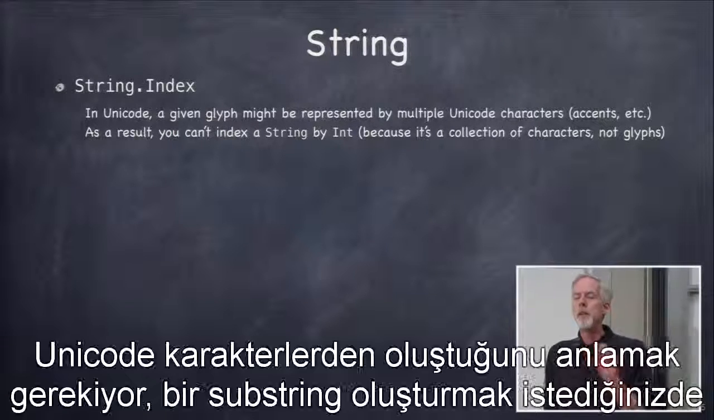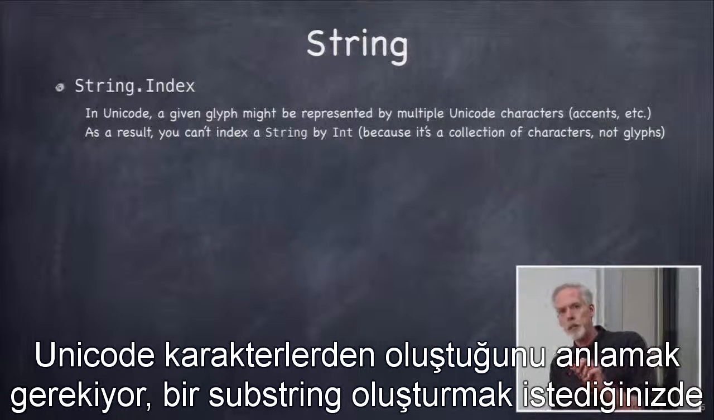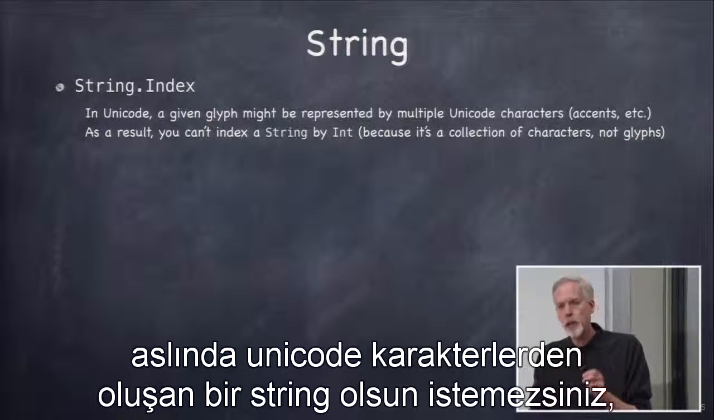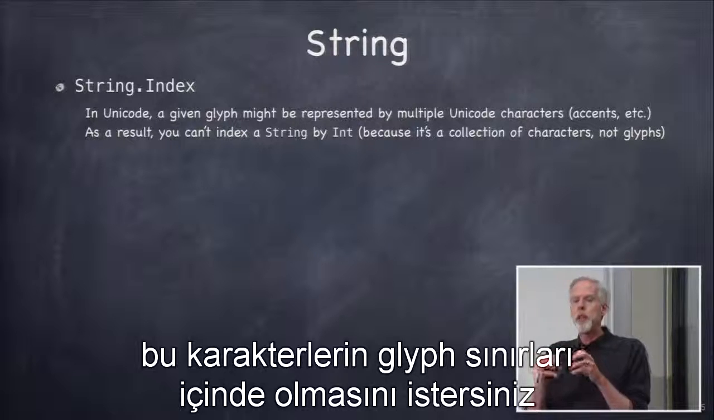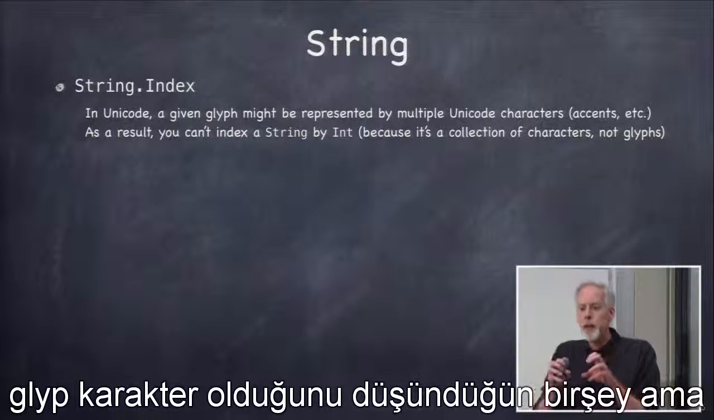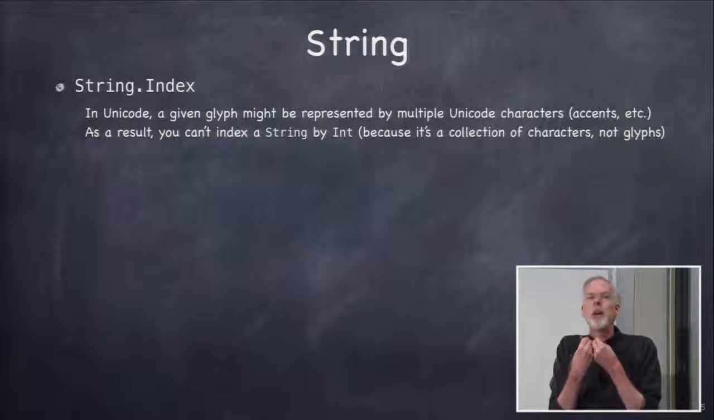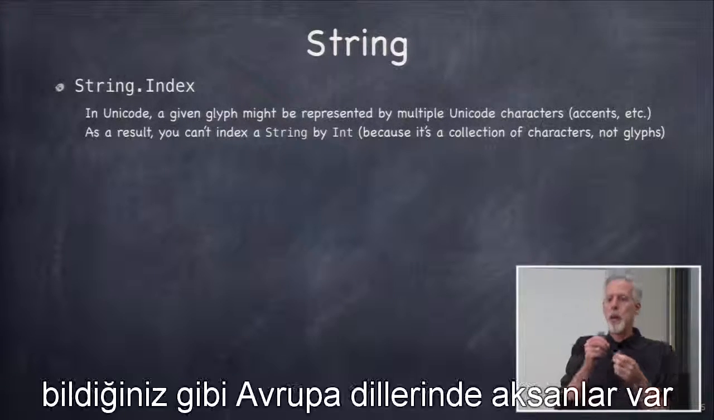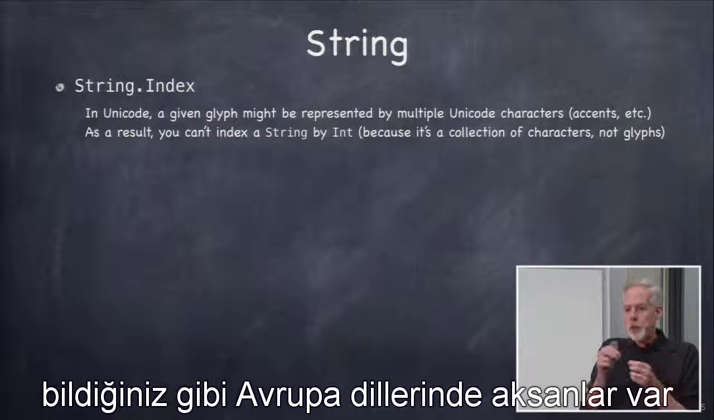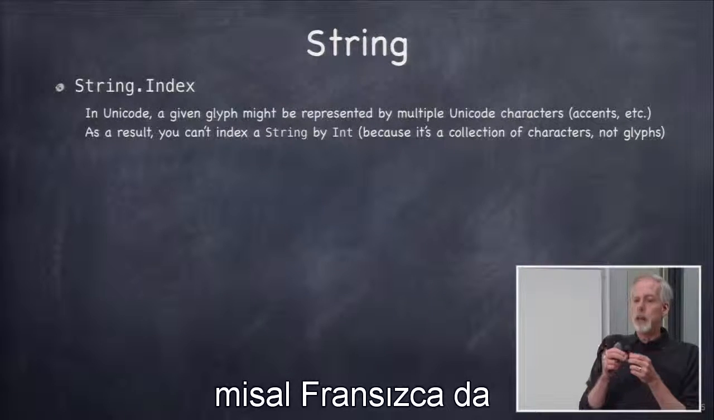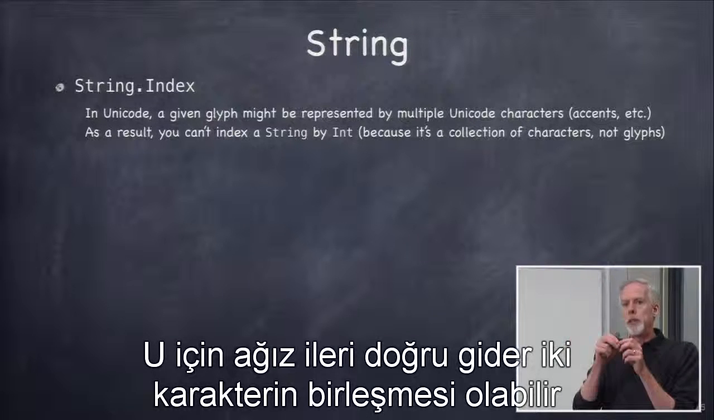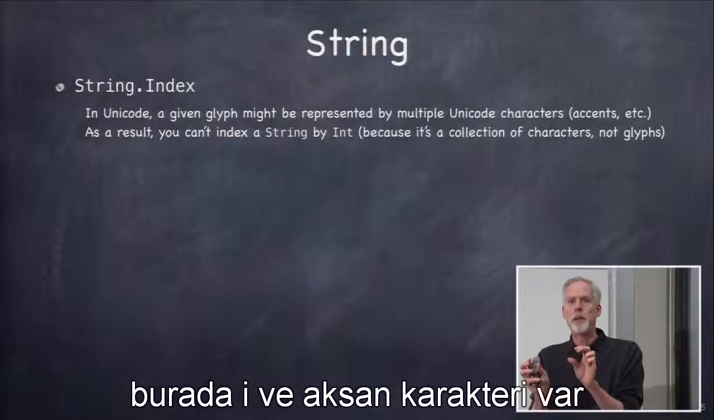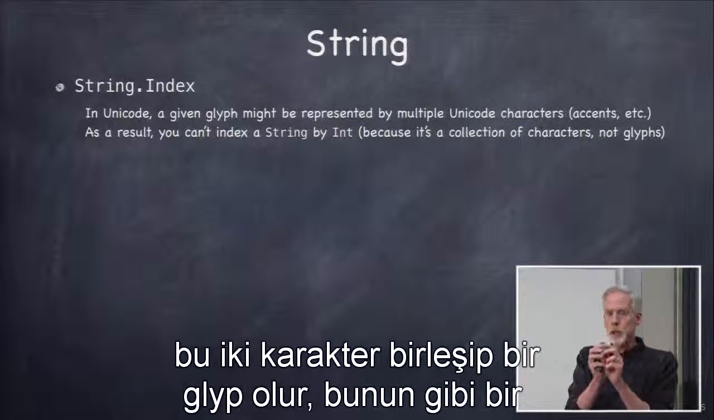But once you understand that strings are made of Unicode characters, and when you get a substring, you actually don't want a substring of Unicode characters. You want a substring of Unicode characters that are on glyph boundaries. A glyph is something you perceive to be a character. But in Unicode, it could be multiple characters making up one glyph. For example, an accent. So, you know, a lot of European languages, there's accents. Okay, maybe, you know, in French you have accent aigu, right, which is the forward-going top slash. Well, that could be two Unicode characters, E and the accent character. So two characters makes what you perceive to be one glyph.